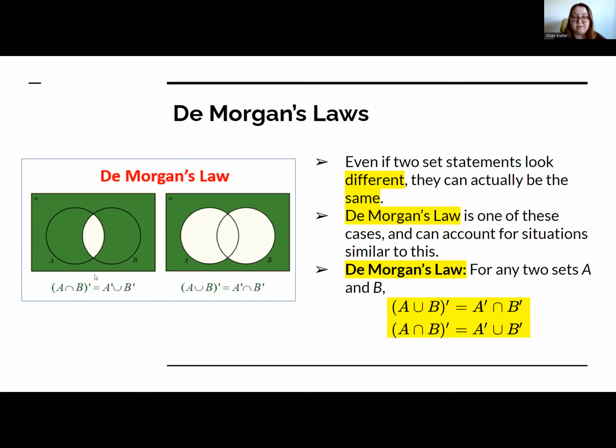So these statements are the same. They would have the same shaded regions. So either one is right. So if you like one version better than the other, you can always use them interchangeably now.